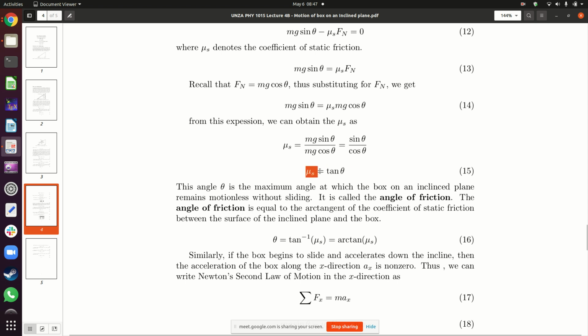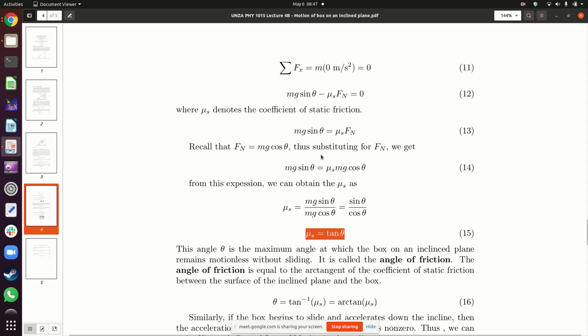So in this case, when your box decides not to move on an incline, the first thing it means is that mg sin theta is equal to the friction force. When your box remains motionless on an incline, the x component of the weight, which is mg sin theta, is equal to the friction force, mu s Fn. Okay, that's what it is.